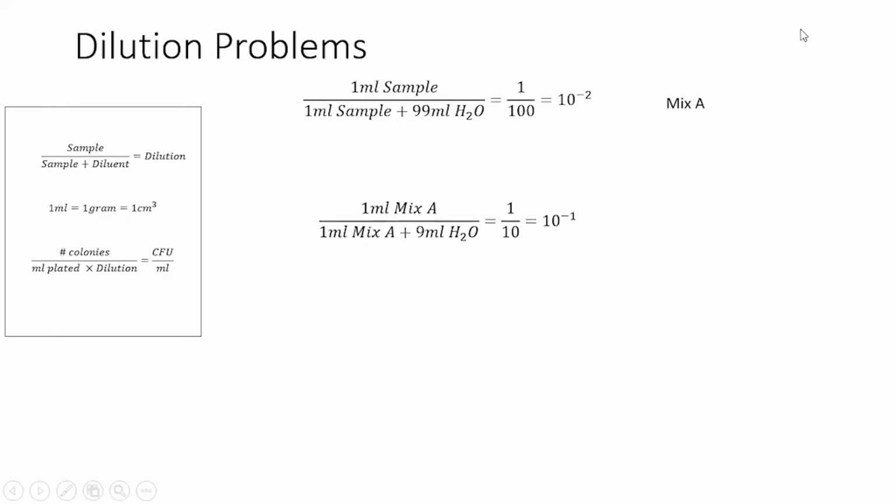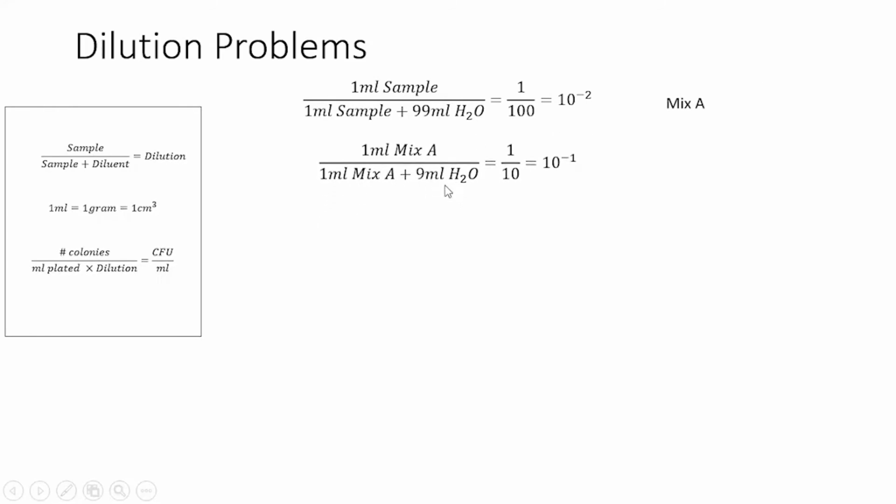We're going to take 1 mil of our mix A, and we're going to add it to 9 mils of water. So 1 mil of mix A divided by 1 mil of mix A plus 9 mils of water is 1 over 10, which is a 10 to the negative 1 dilution.